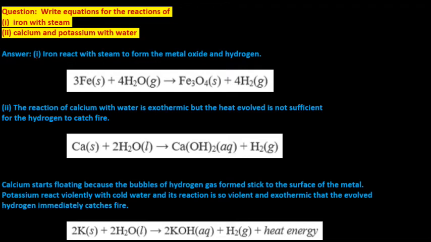Potassium reacts violently with cold water and its reaction is so violently exothermic that the evolved hydrogen immediately catches fire. The equation can be written as 2K plus 2H2O gives 2KOH plus H2 plus heat energy.